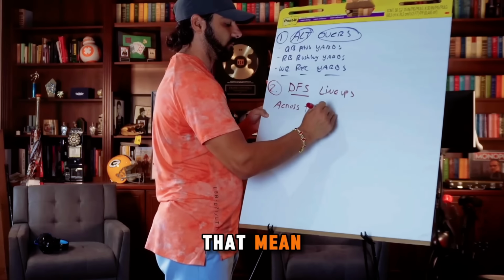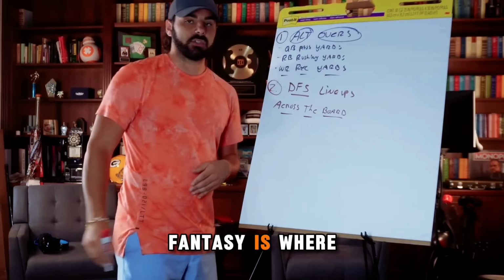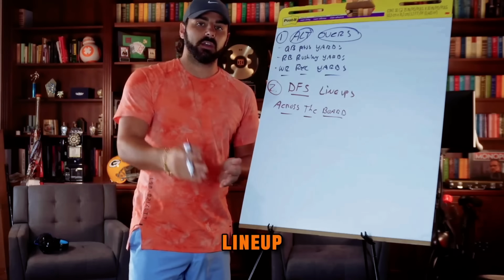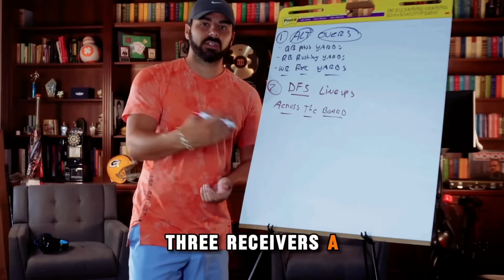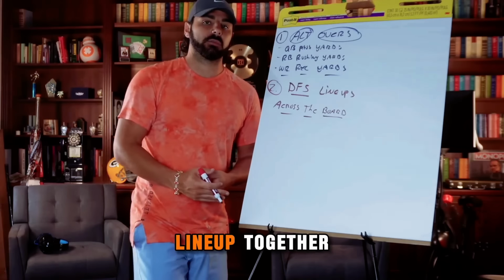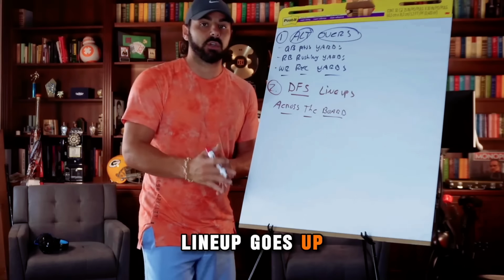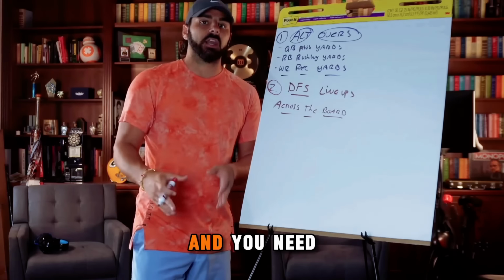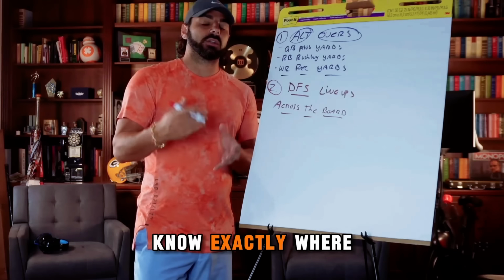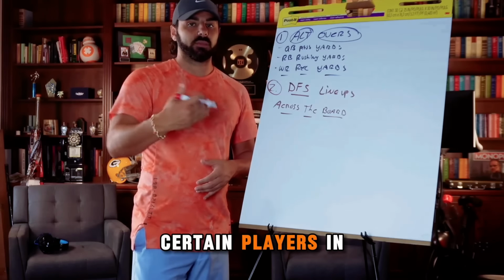Now, what does that mean? Daily fantasy is where you implement one lineup. You usually pick a quarterback. You could pick 2 running backs, 3 receivers, a tight end, a defense. You put a fantasy lineup together, and that lineup goes up against other people, not a sportsbook. And you need the data to know exactly where everybody's putting certain players in their lineup.